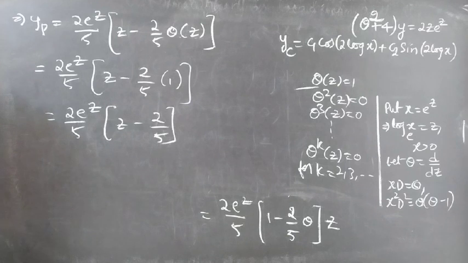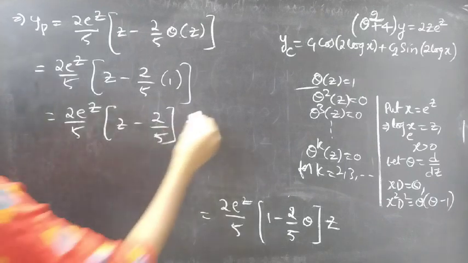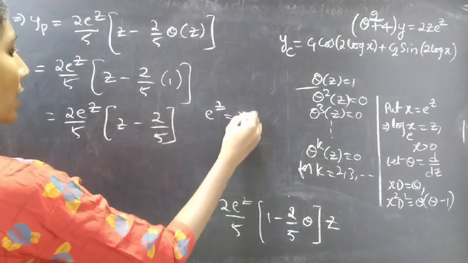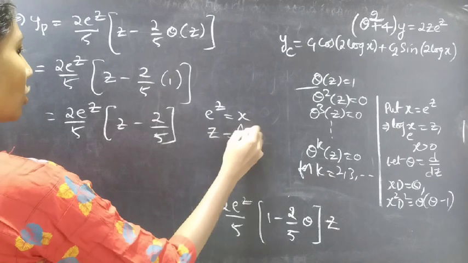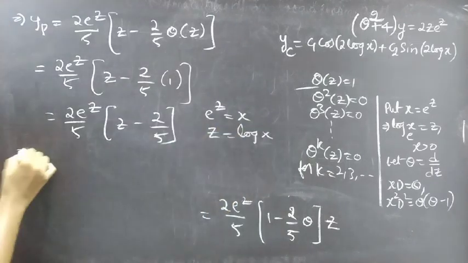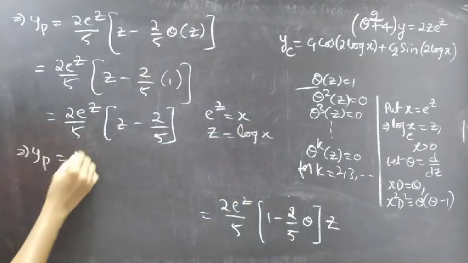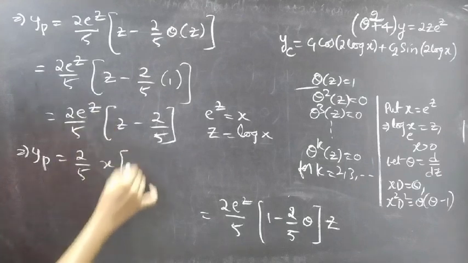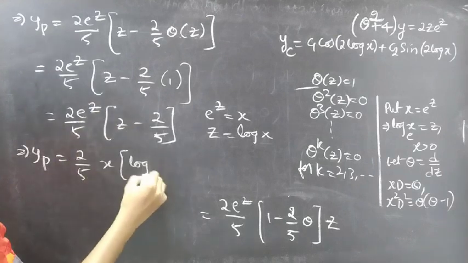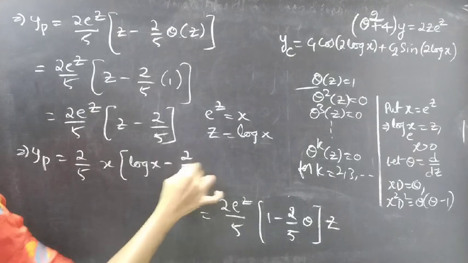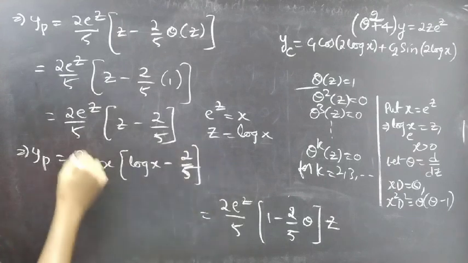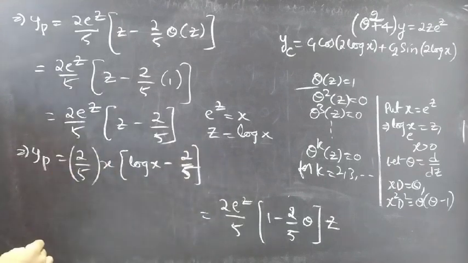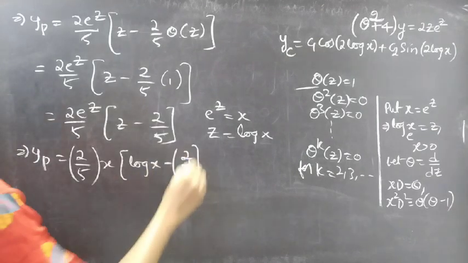We need to write it in terms of x. For that purpose, we'll replace e power z by x and z by log x. Then yp becomes 2 by 5 into x (replacing e power z by x) into (log x, replacing z by log x, minus 2 by 5). Okay, so this is our required yp.